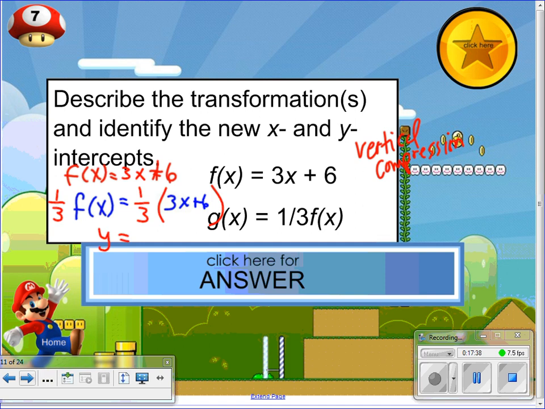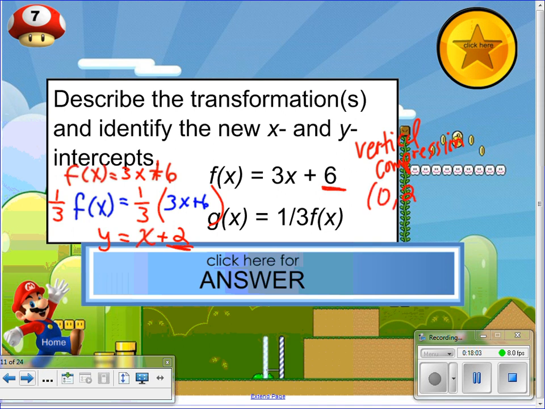equal to 1/3 times 3x, which is 1, so that's just x, or 1x. And 1/3 times 6 is 2. So your new equation is x plus 2. We can automatically see that our y-intercept in this case is (0, 2), because that's the b. So the y-intercept for this one changed. It went from (0, 6) to (0, 2).